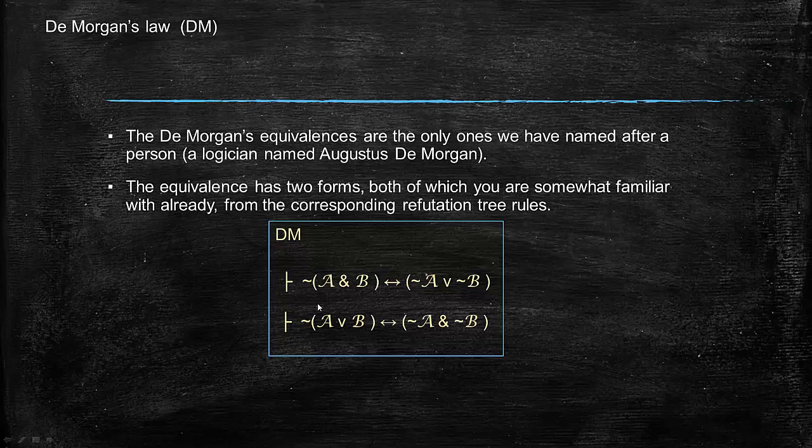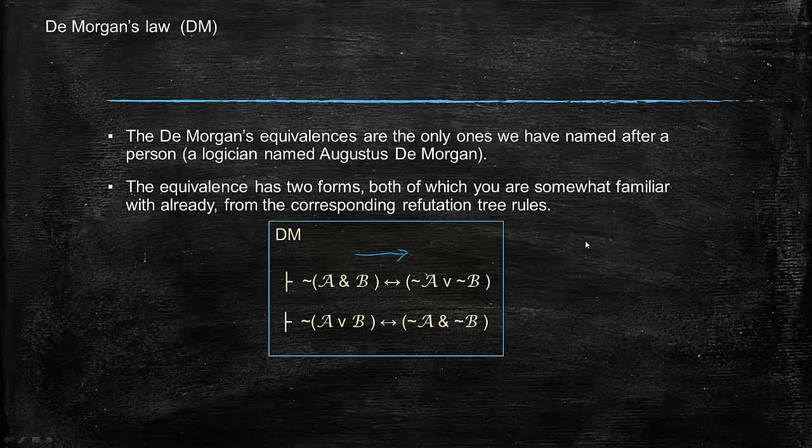So the first form says that it's not the case that A and B is logically equivalent to not A or not B. And the second form tells us that it's not the case that A or B is logically equivalent to not A and not B. So our previous familiarity with these stems from thinking of the equivalence in this direction, right?